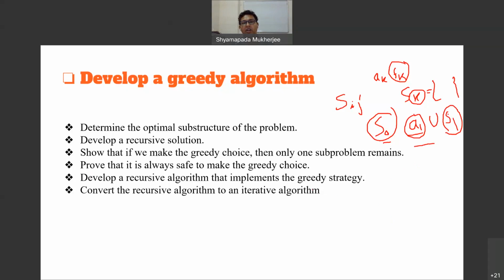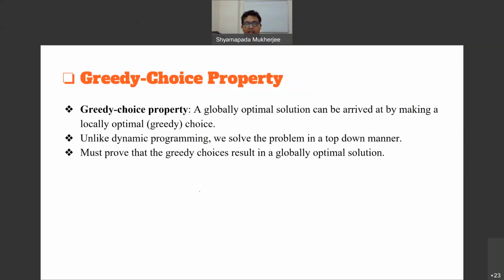And after that, we have to prove that the greedy choice actually is safe. It will not actually violate any other properties of the greedy strategy. And then finally, we will develop the recursive algorithm using the recursive formula or expression we have developed before. Okay, and then finally that recursive algorithm is converted into an iterative algorithm. That also you have seen in the activity selection problem. Now the first element we are talking about is the greedy choice property.